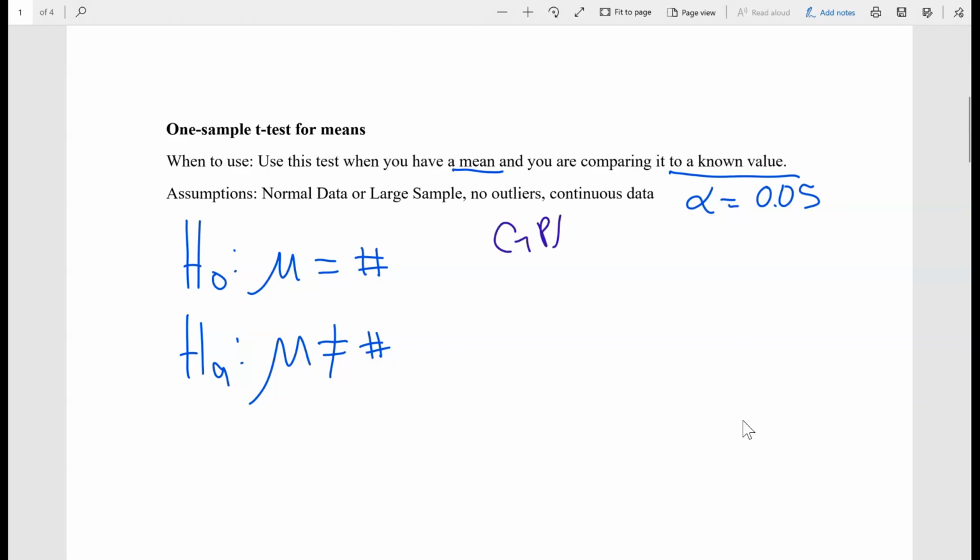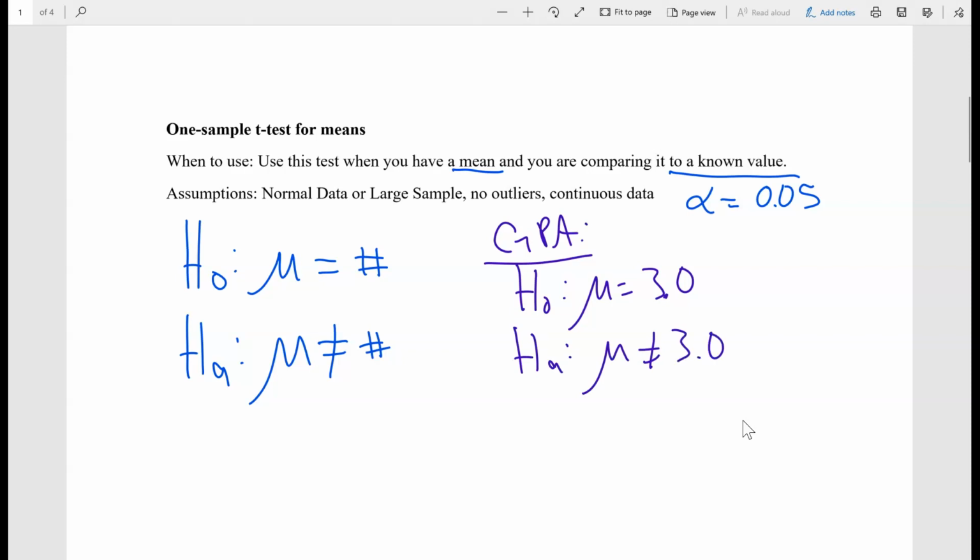And let's say in this case, we were comparing, I don't know, GPA. So let's look at the GPA variable. And what I think is that the mean GPA is going to be 3.0, okay? And my alternative would say that, no, it might not be 3.0. It might be either greater than or less than or something, okay? So this is my H0 and my HA. And now what we're going to do is test it.